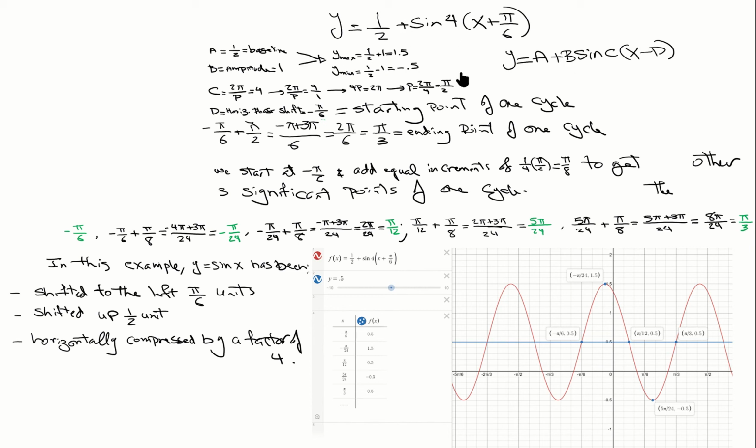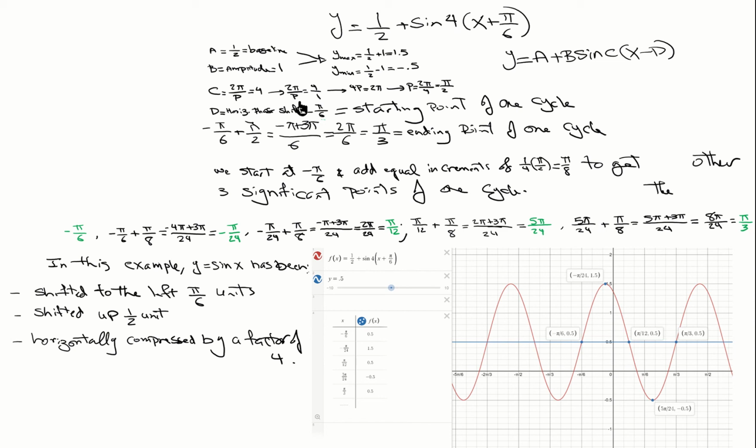So from those two pieces of information, where the baseline is and what the amplitude is, meaning how far above and how far below the baseline this graph goes, we can easily get the max y value to be 1/2 plus 1, and the minimum y value here is going to be 1/2 minus 1, which is negative 0.5. C, which we know is 2 pi over the period, in this particular example is 4.